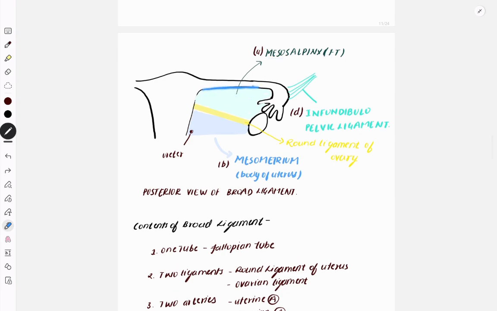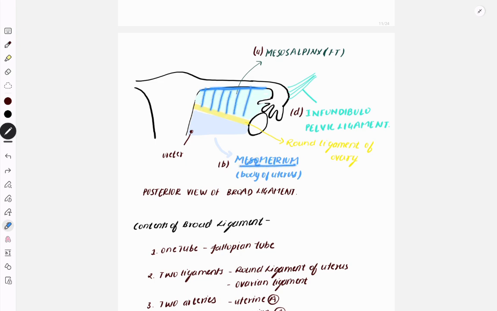So if this is a fallopian tube and if this is the ligament of ovary, so in between the ovarian ligament and in between the fallopian tube, whatever part of broad ligament is present, this is called as the mesosalpinx. Between the ovarian ligament as well as between the fallopian tube, this is the mesosalpinx.